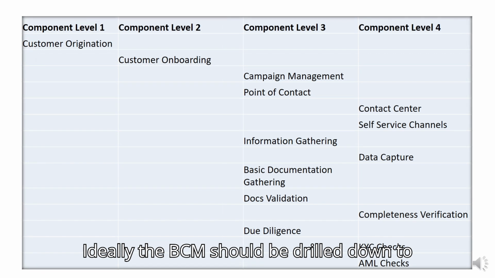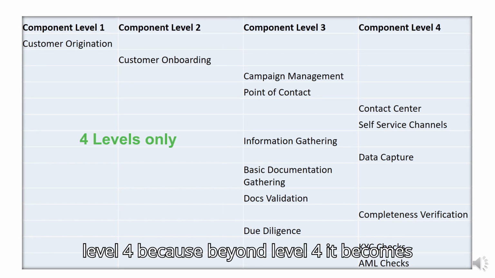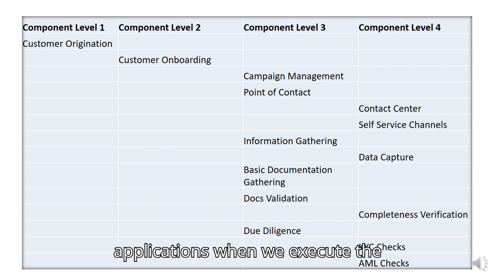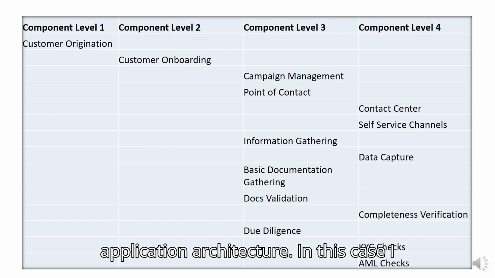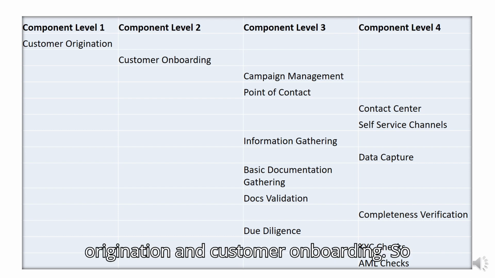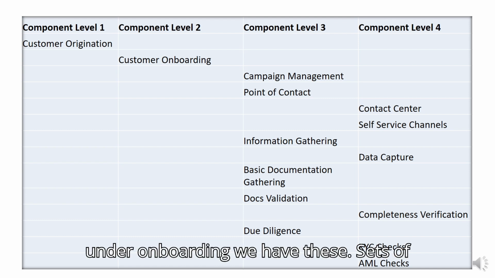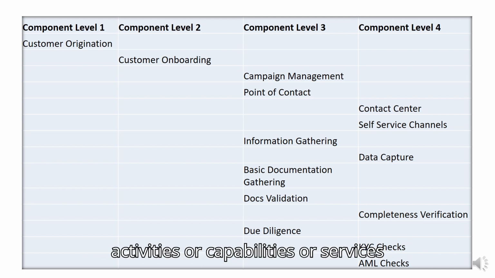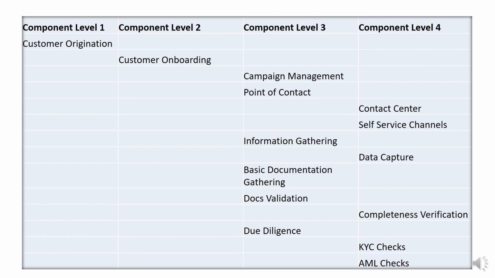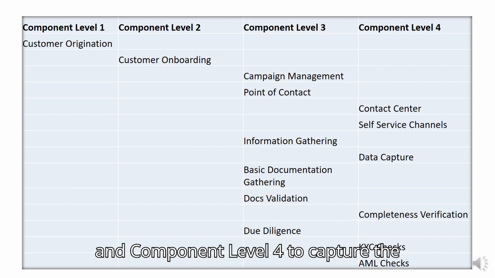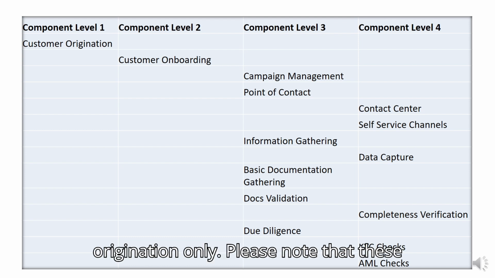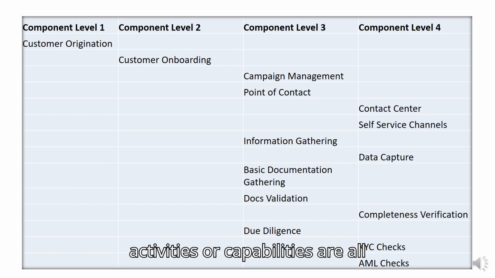Ideally, the BCM should be drilled down to level 4 because beyond level 4, it becomes too cumbersome and difficult to map applications when we execute the application architecture. In this case, I have taken the first example, customer origination and customer onboarding. So, under onboarding, we have these sets of activities or capabilities or services which are designated as component level 3 and component level 4 to capture the entire business capability for customer origination only. Please note that these activities or capabilities are all mutually exclusive.